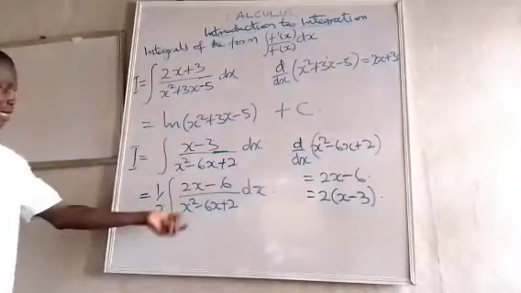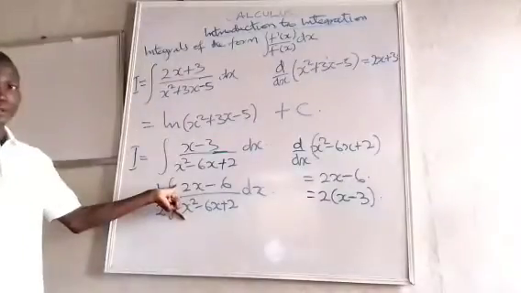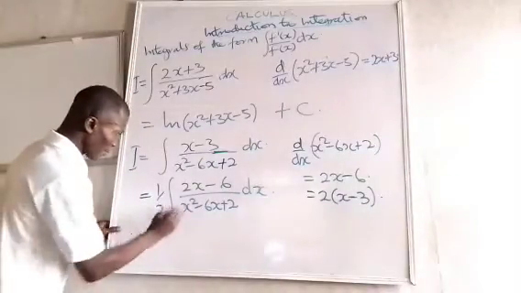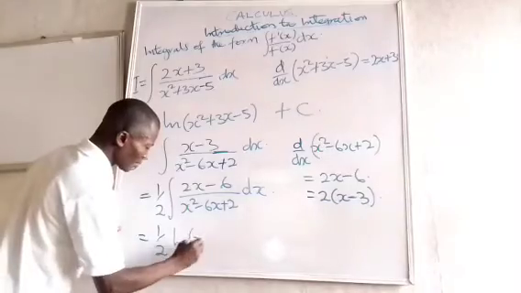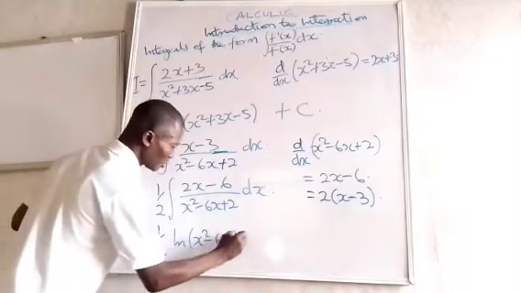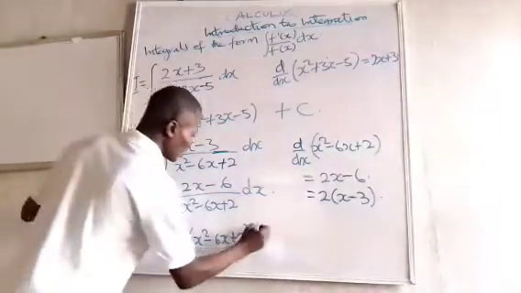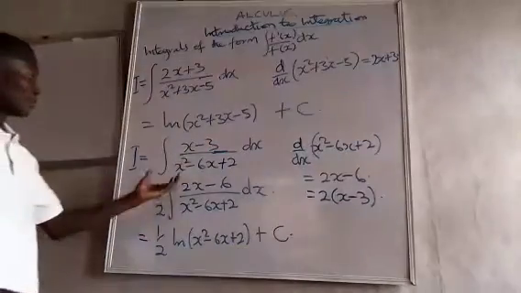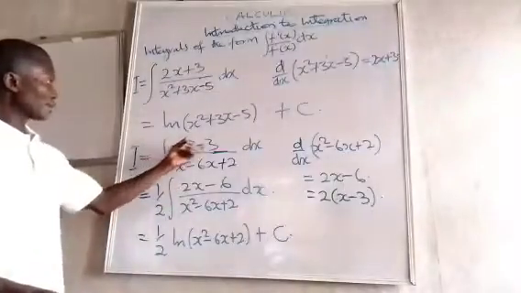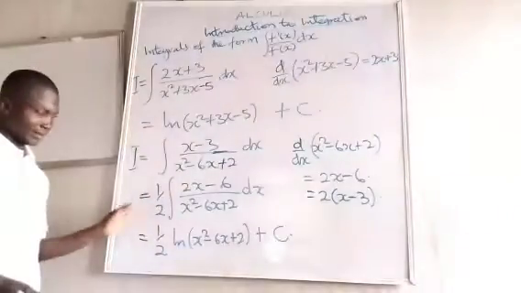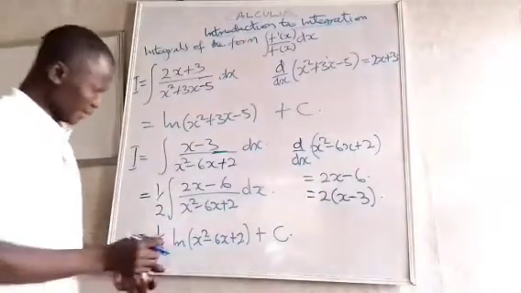You can see we have gotten a standard expression, and that gives us half ln of x squared minus 6x plus 2. Sometimes it might be something like 4x minus 12, so you know that we put 2 outside and then we do the needful. Very easy and very simple.